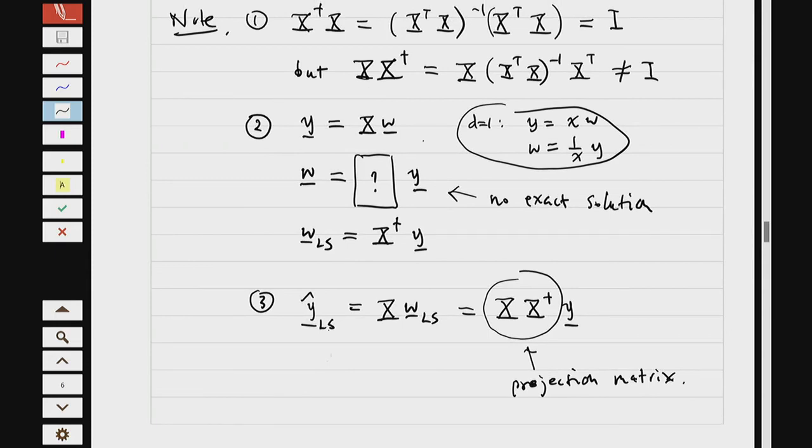By there's no exact solution, you mean there's no single solution? No exact means that you cannot make it exactly equal. We cannot solve this because it's an overdetermined system. You have more equations. So you never solve this equation.